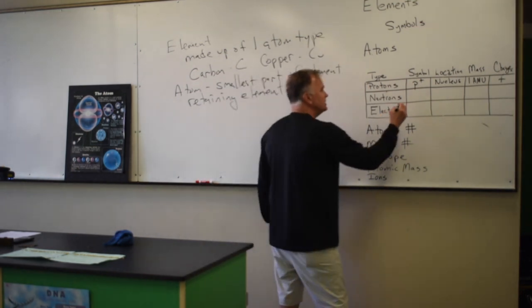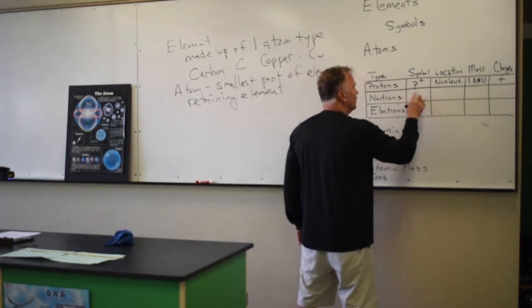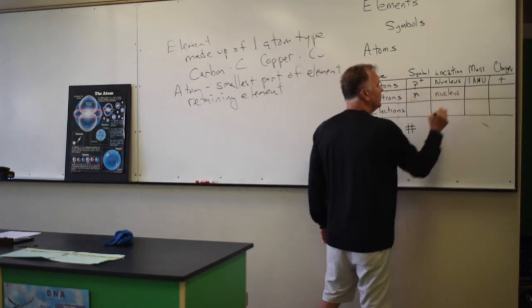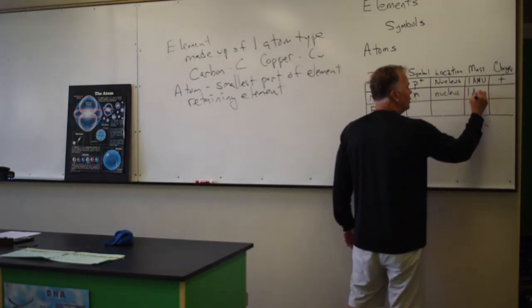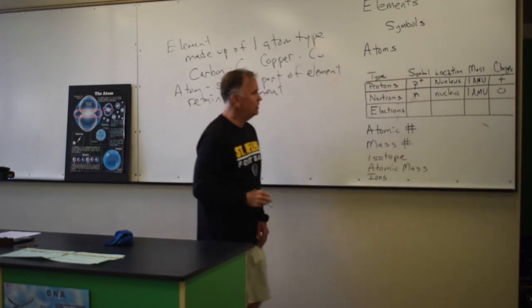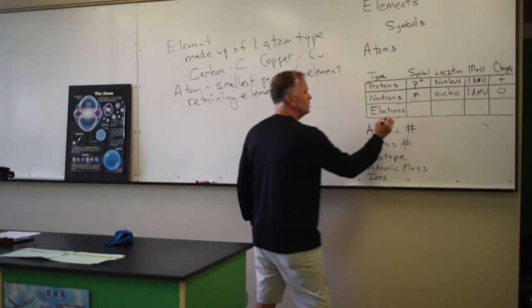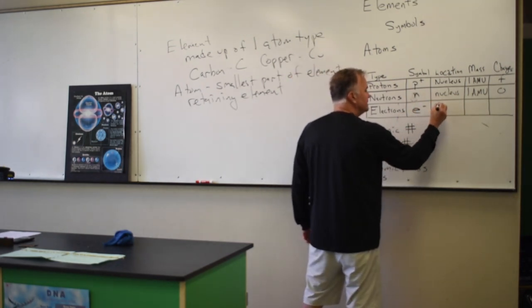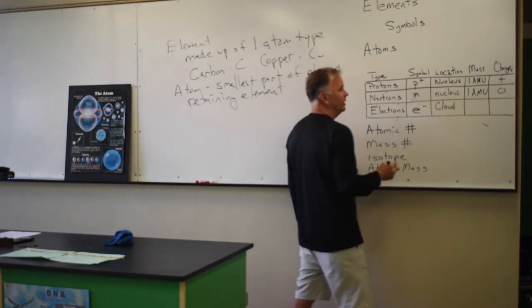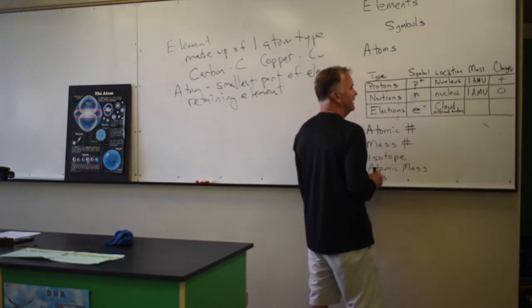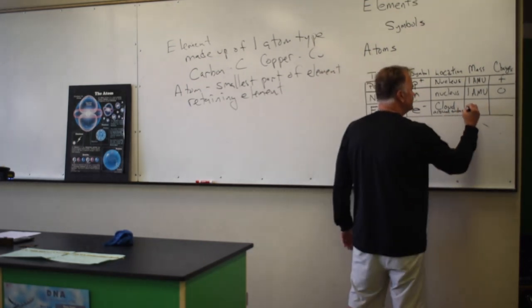Neutrons, we'll just use a little N for that. Again, it's in the nucleus. It's got a mass of about 1 AMU also, and its charge is no charge, so I'll put a 0 there. It does not have a charge. And then electrons, we use a little E minus. That gives something away on the charge, of course. And it exists in the cloud or energy level around the nucleus. In its mass, it's got a mass, but it's essentially 0.